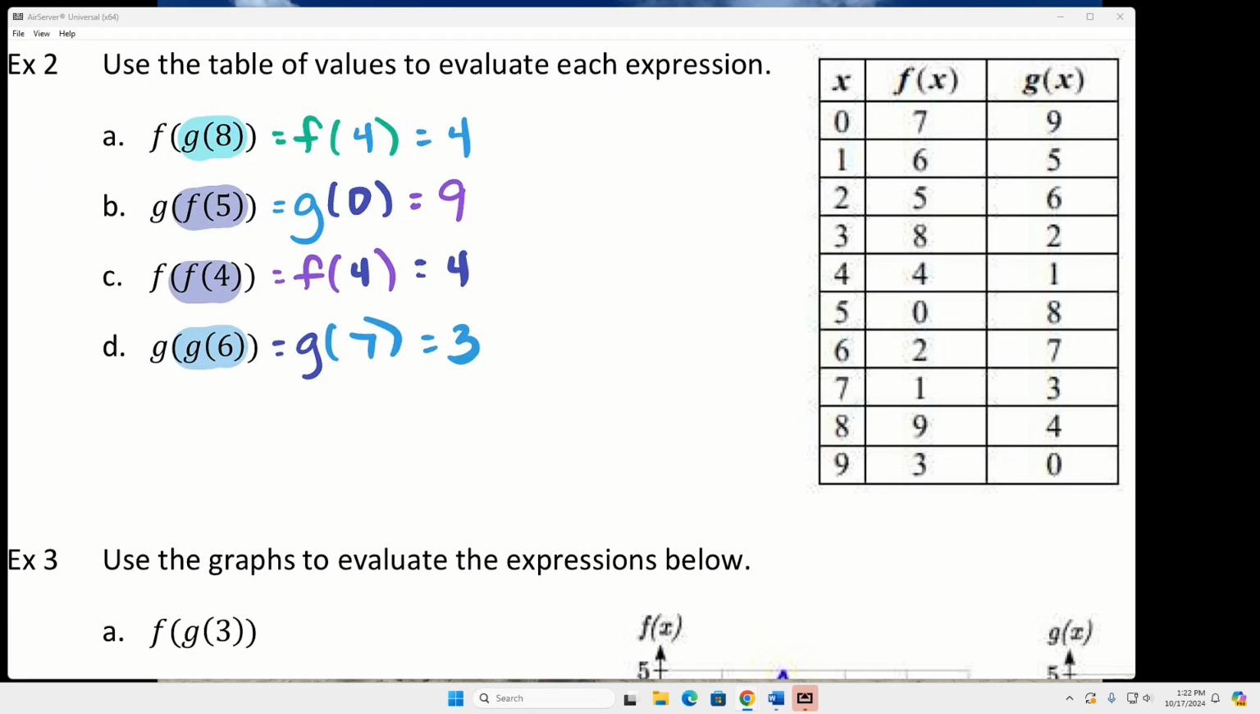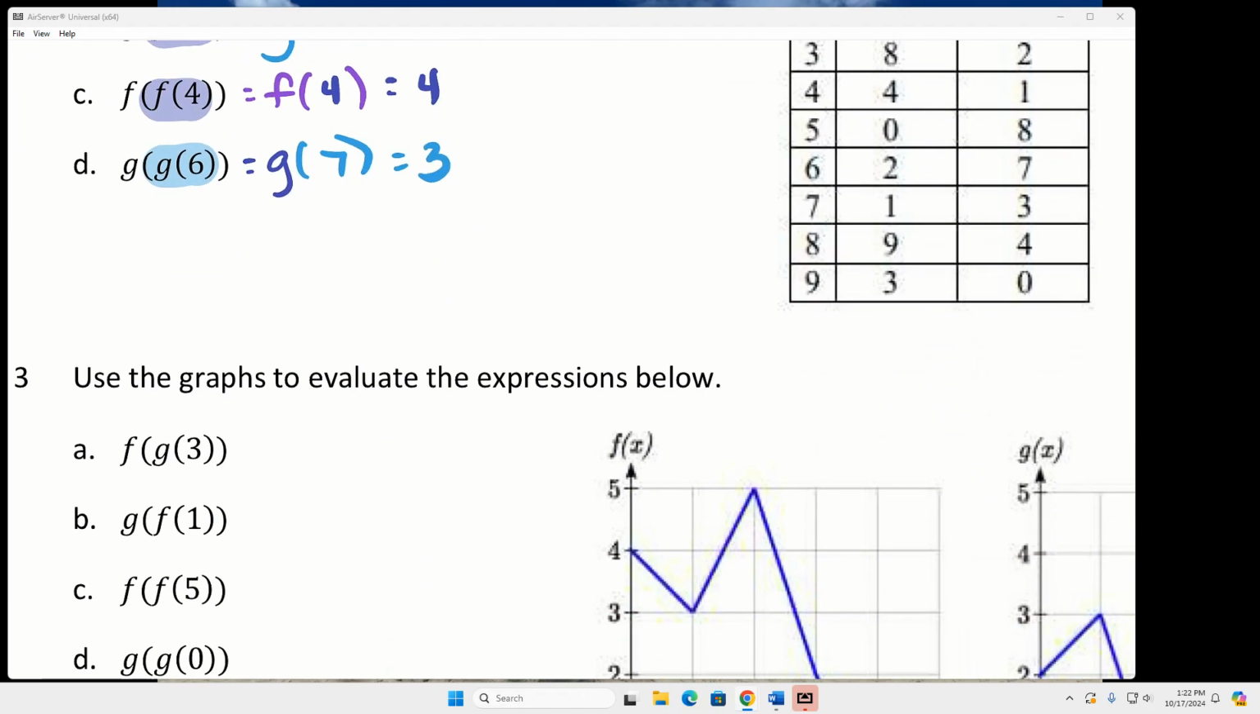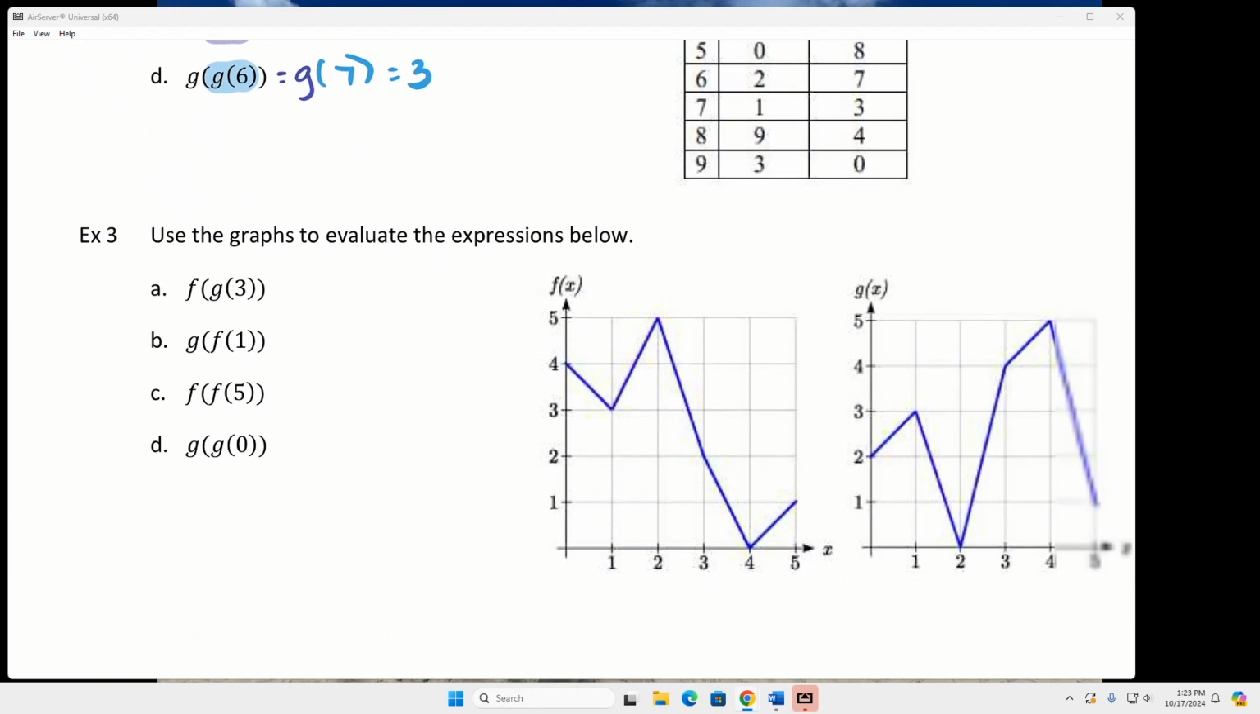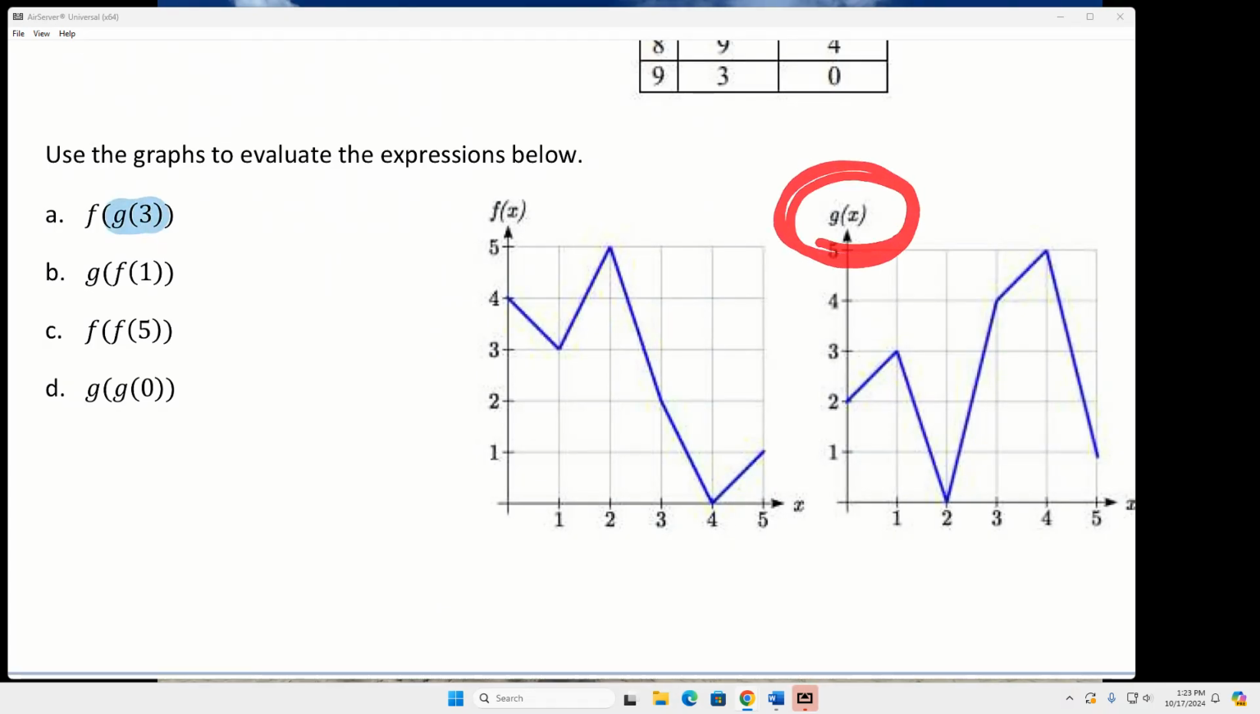Alright, and then the last example, we're going to do the same kind of thing, just with a graph. Or 2 graphs. Alright, so on A, we're going to do f of g of 3, and just like always, we're going to start on the inside. To find g of 3, we go to the g graph. When x is 3, what is y? 4. So our f hangs out. The inside becomes a 4.